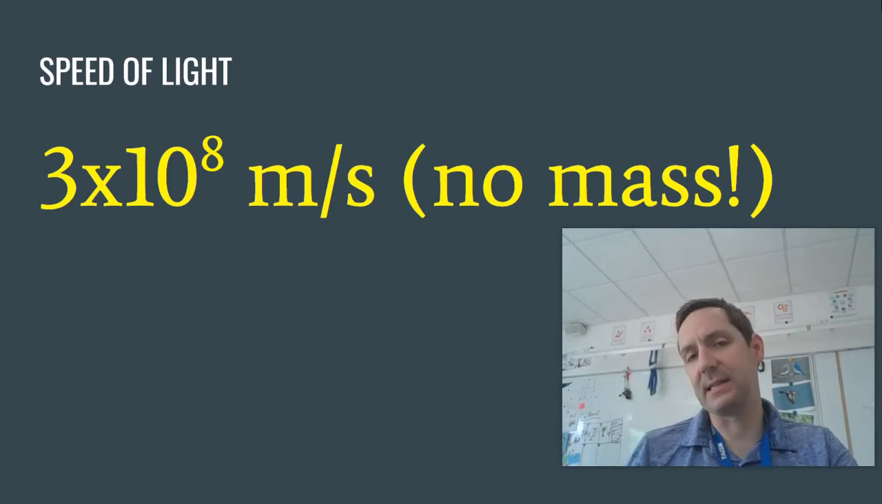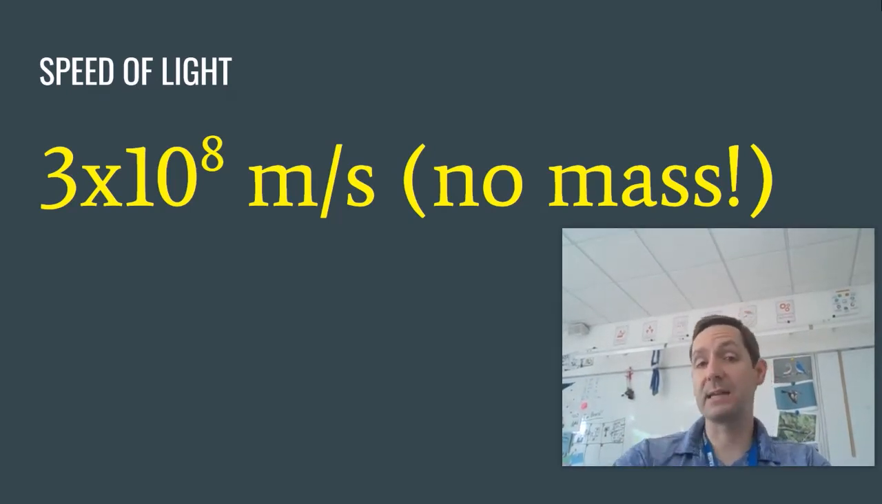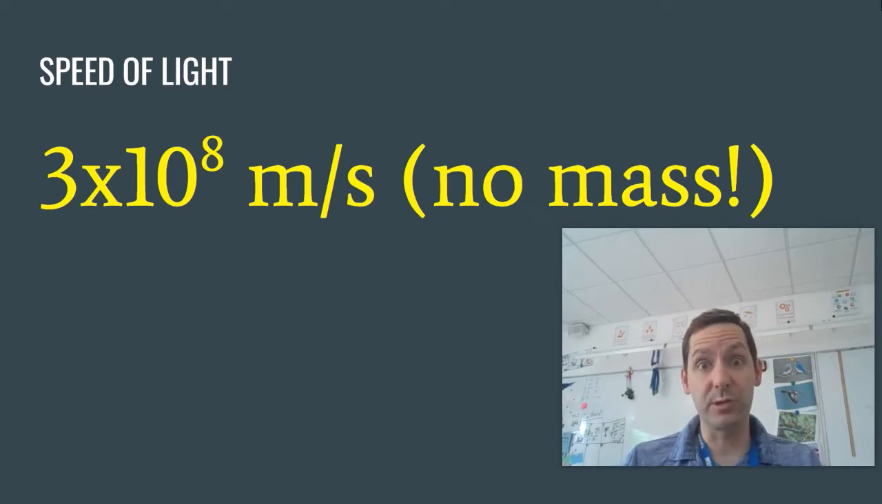Recognize this is the fastest that light goes. I am mentioning this here. Light does not have mass. It's a wave. So the light itself does not have mass. That's one reason why it doesn't require a medium, because it's not particles moving. It's just this energy wave moving through space.